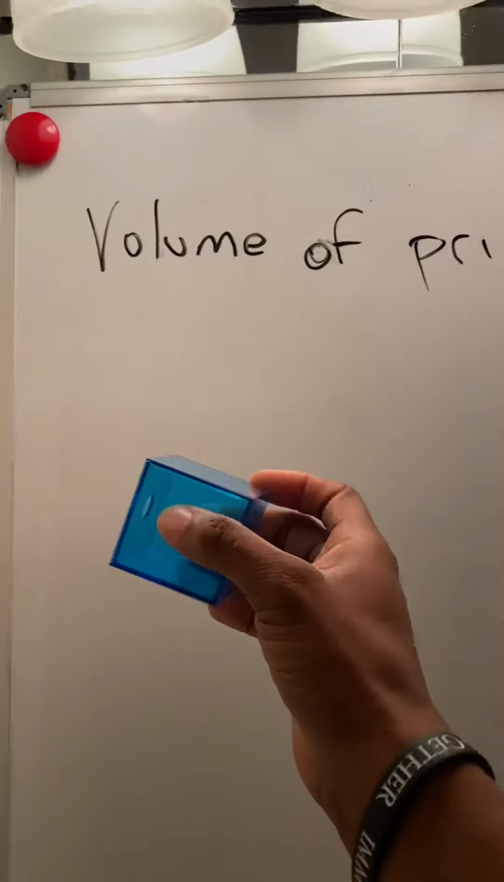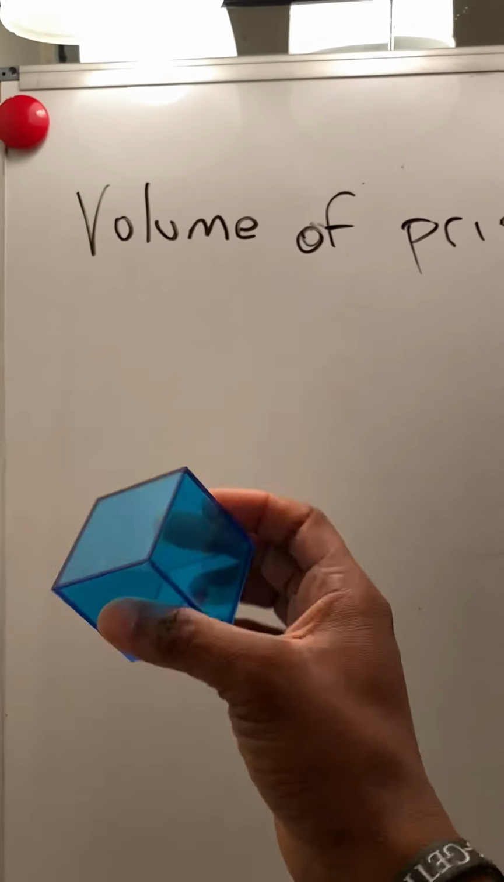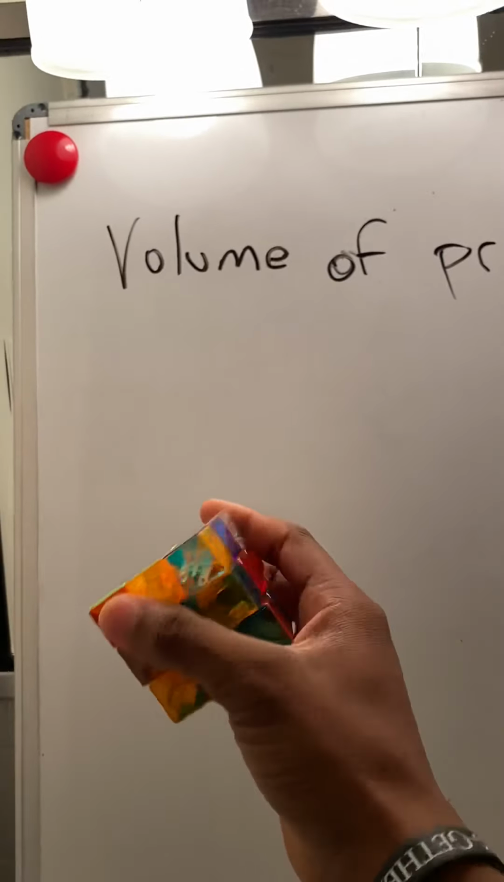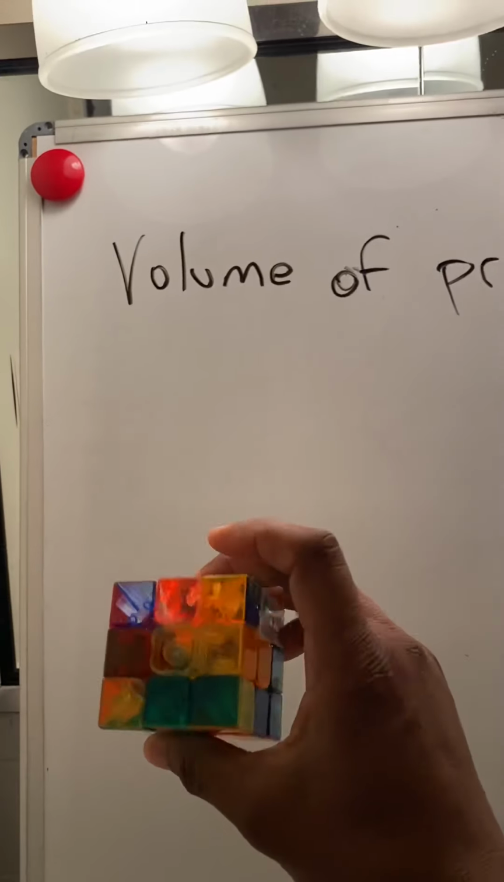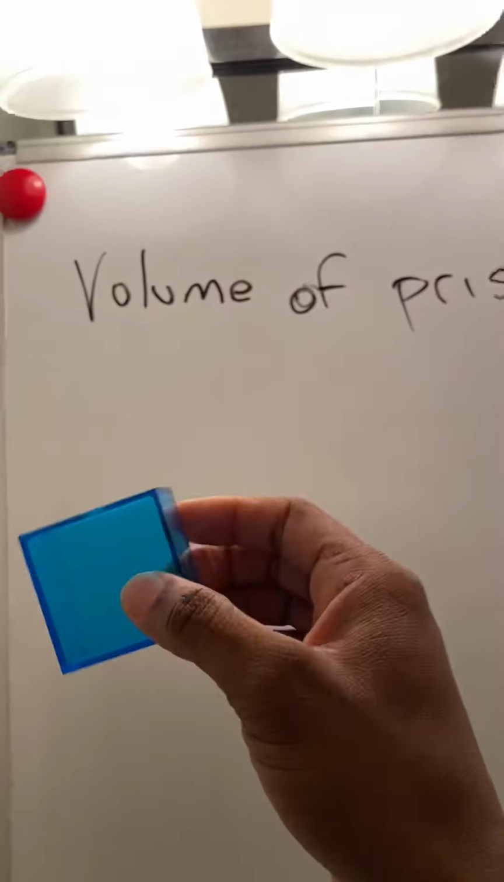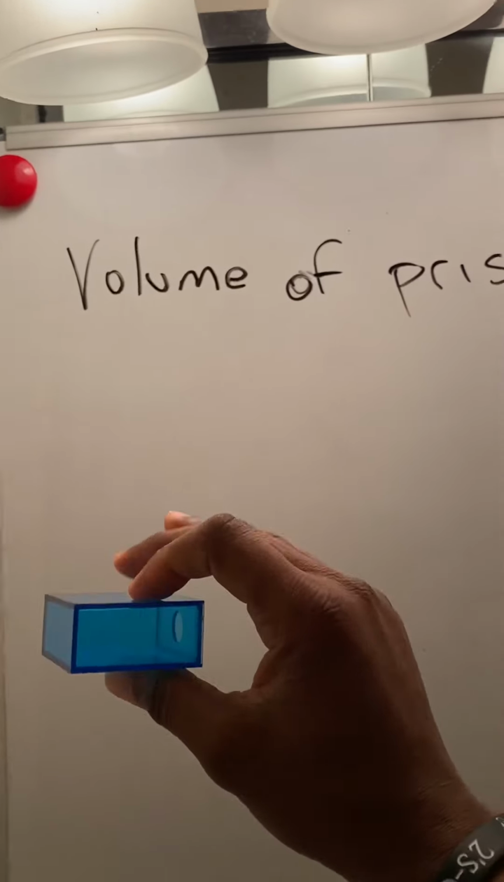Next we have a square prism, which is basically a cube. Everyone's seen one of these before, a cube. If you don't think you've seen one before, try out the Rubik's Cube. This is a prism. This particular one is multicolor. Then we have the rectangular prism.